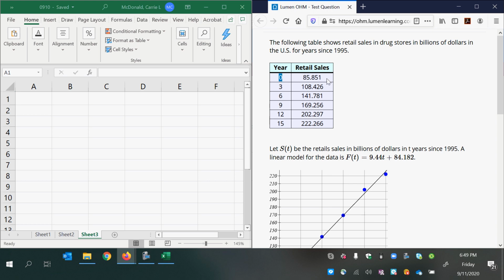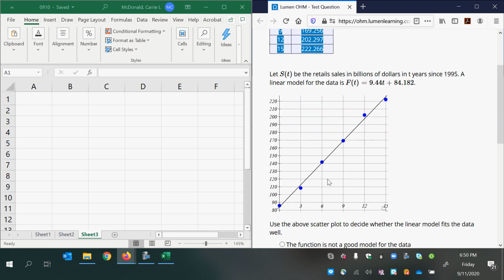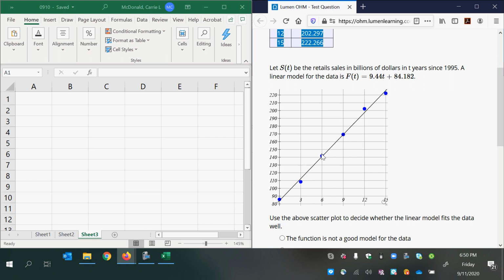And so what we're looking at here is that in 1995, there was $85.85 billion in retail sales in the US. And for 3 years after that, in 1998, we saw $108.426 billion, and so on. However, knowing that we have those pairs, maybe that's not enough information.